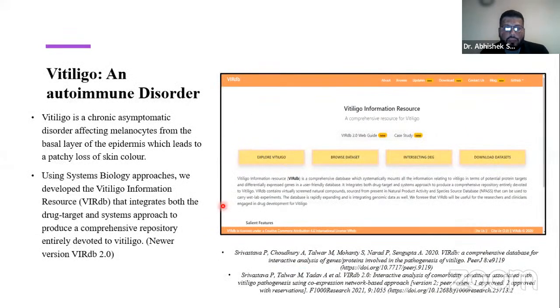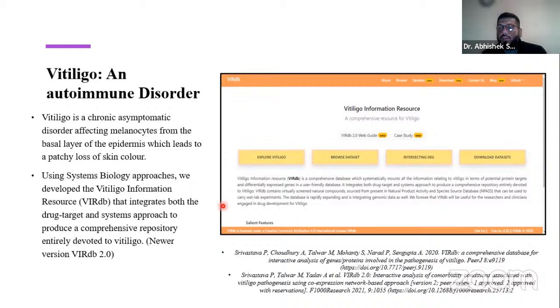So this is the work that we have done in our lab, where we have worked on network inferences and also drug target identification using networks in vitiligo, an autoimmune disorder.